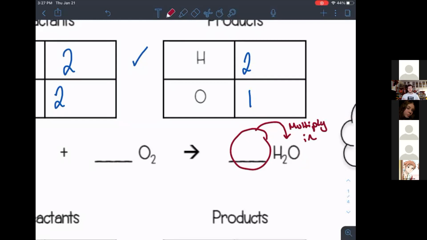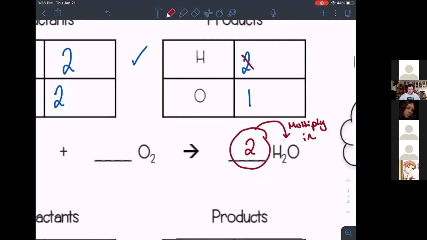So if we put a number in front, it's going to multiply everything in, just like in math class, if you had a 2 times x plus 1, it would distribute into both of these things. If we put our 2 here, it's going to distribute into both the hydrogen and the oxygen. So now we have twice as much of each of them. So we're going to change this.